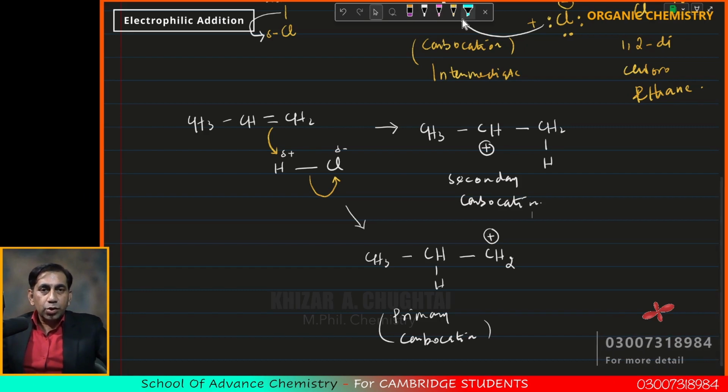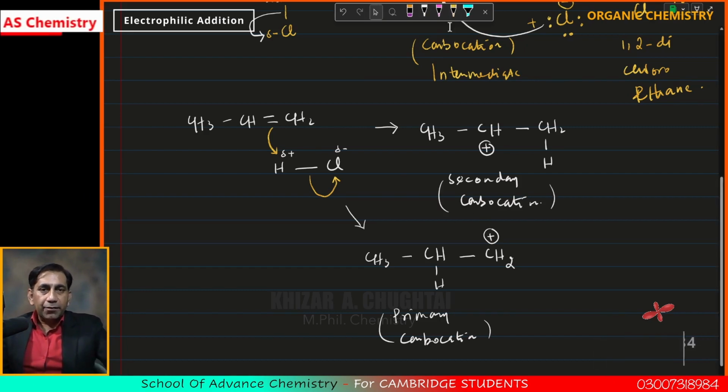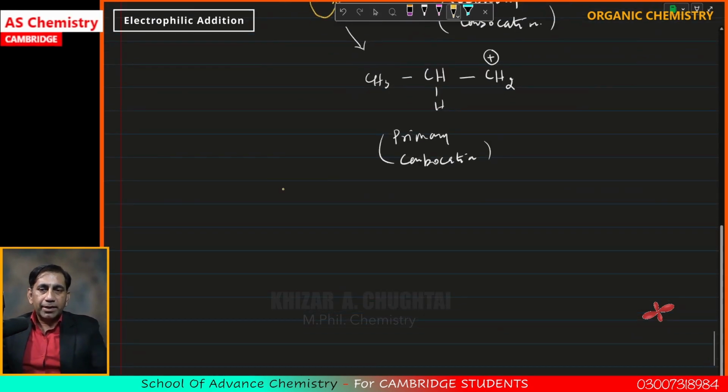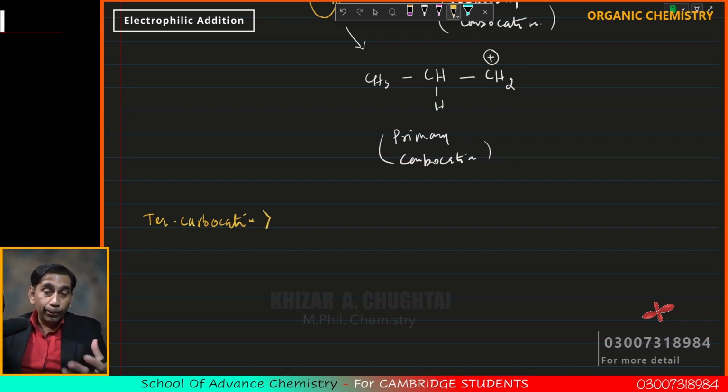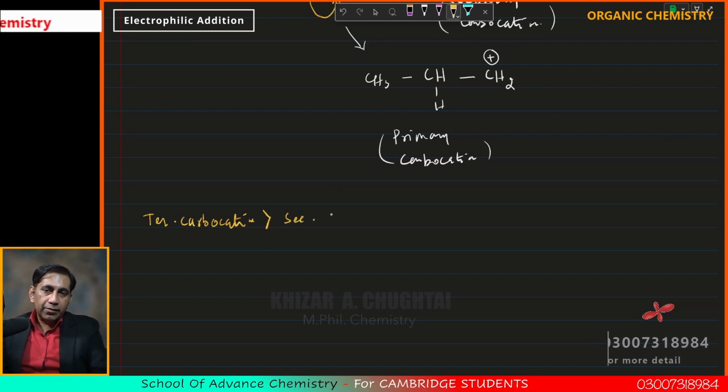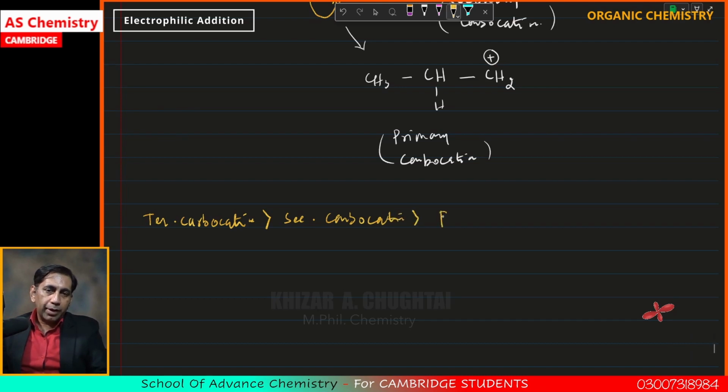And you must remember that a tertiary carbocation is more stable overall. It has more lifespan than secondary. And a secondary carbocation is more stable than a primary carbocation.